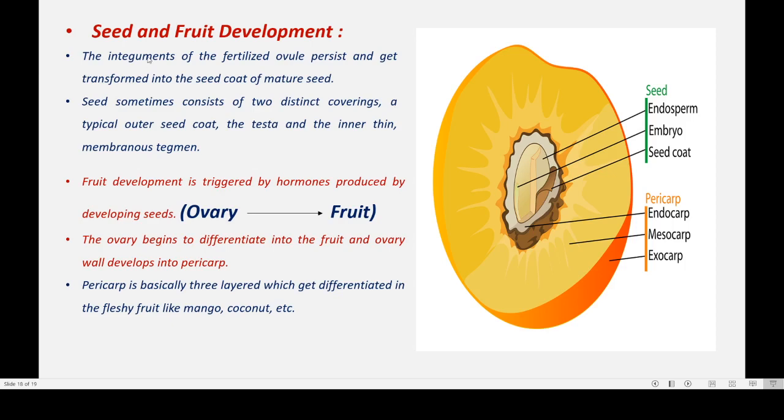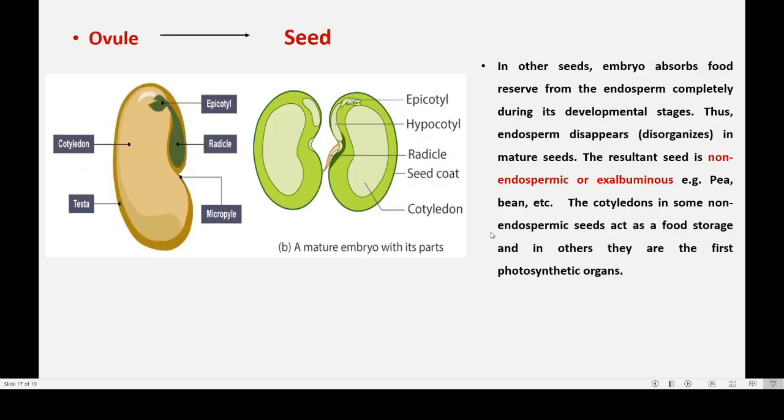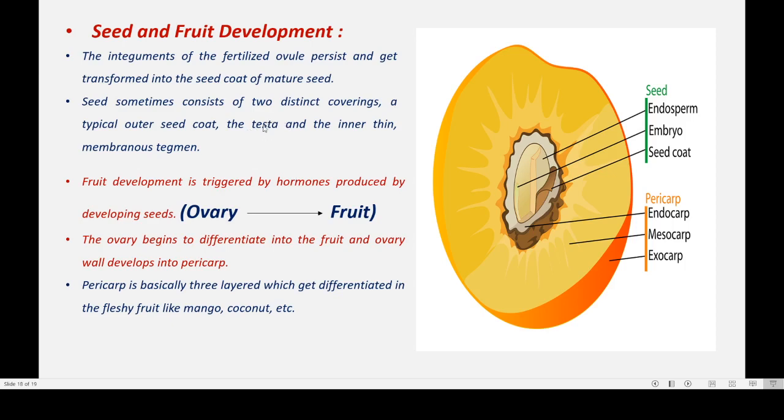These integuments also persist after embryogenesis, and you can see them in the seed also. That means the protective covering of this seed is made up of integuments, or integuments develop into the protective layer of the seed. So testa is the outermost layer, and tegmen is the innermost layer of the seed coat, which is the result of the integument.